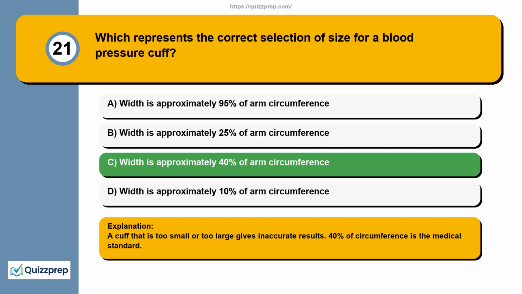A cuff that is too small or too large gives inaccurate results. 40% of circumference is the medical standard.